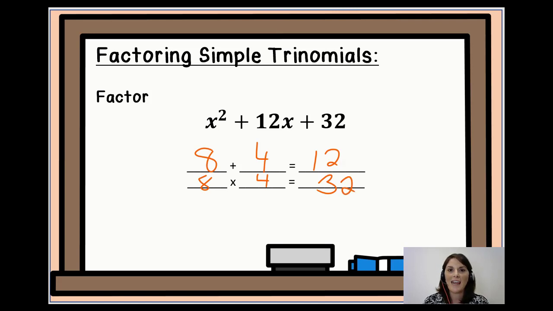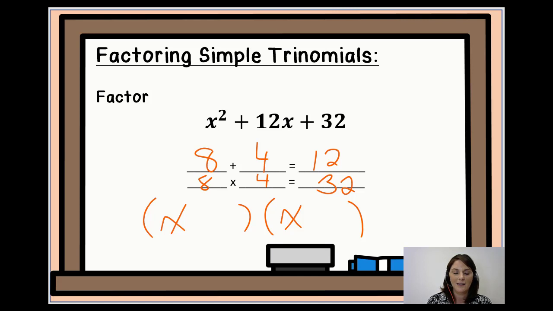Okay, hopefully you figured out that 8 and 4 add to 12, and 8 and 4 also multiply to 32. So now we're going to put it all together into two brackets. So we know because it's a simple trinomial, at the beginning of each bracket we're going to have an x. So let's go ahead and fill that in. And then the other part inside the bracket are those two terms. So because our 8 and 4 are both positive, we're going to have x plus 8 and x plus 4. It wouldn't have mattered if I reversed numbers and had x plus 4 and x plus 8. Either will work.